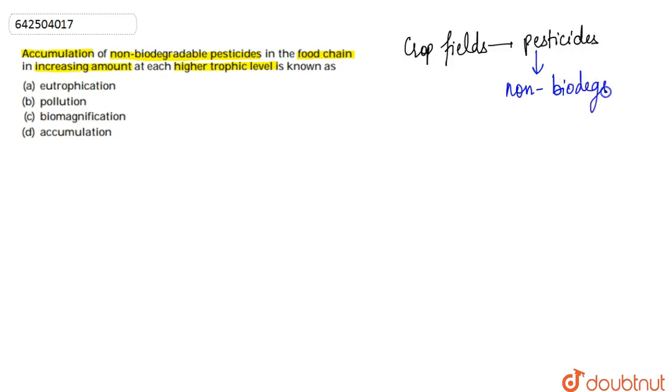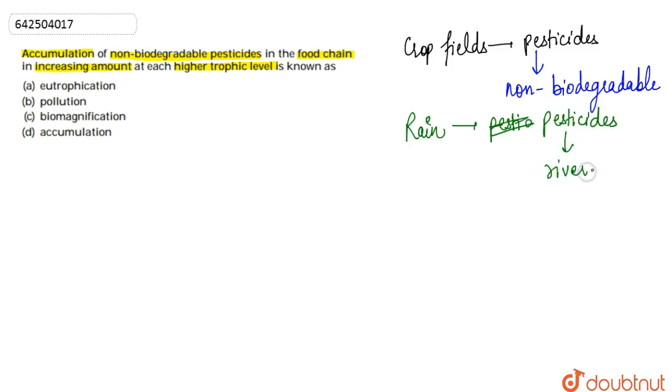They are non-biodegradable in nature. So what happens is when the rain comes, the rainwater takes the pesticide along with it to the river water. When these pesticides get flushed into the river water, that leads to their accumulation.